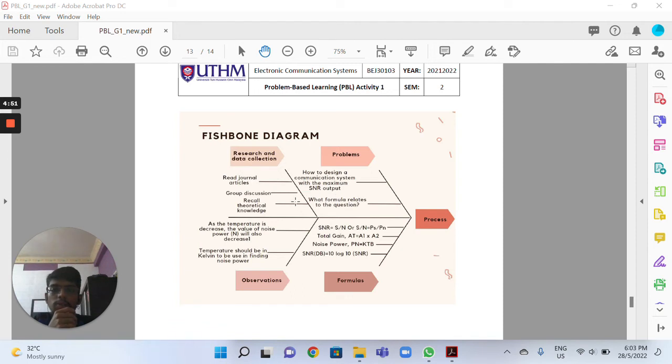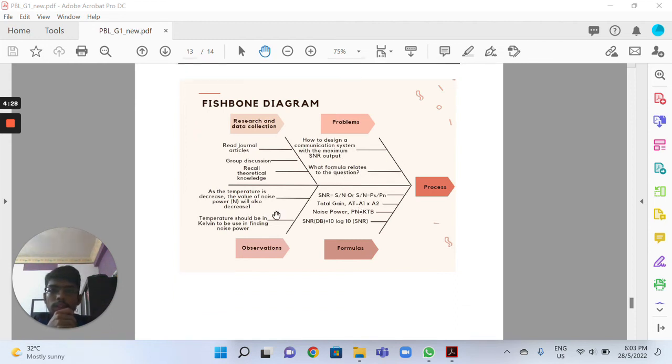This is our fishbone diagram. First, research and data collection. We get the data from journal articles, group discussion, and recalling theoretical knowledge. Our group problem is how to design a communication system with the maximum SNR output, and what formula is related to the question.